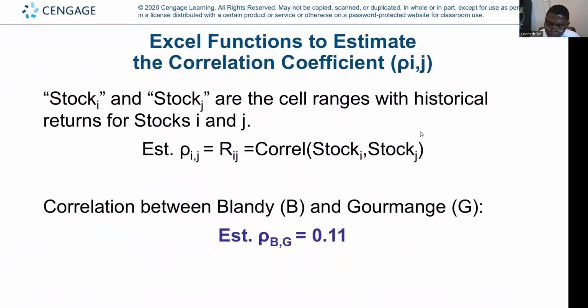An easy way to calculate the correlation coefficient is through the use of Excel, where we basically hit equal, CORREL, and then we take in stock I and stock J. Once we take all of that and hit enter, it is going to generate for us a correlation coefficient of 0.12.